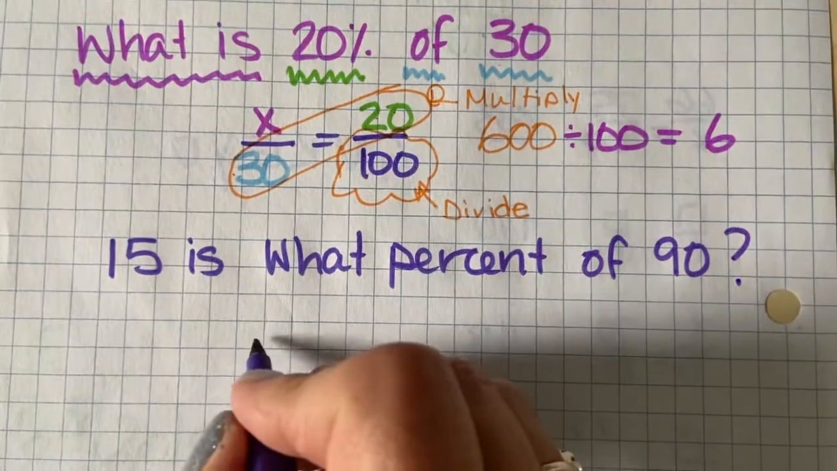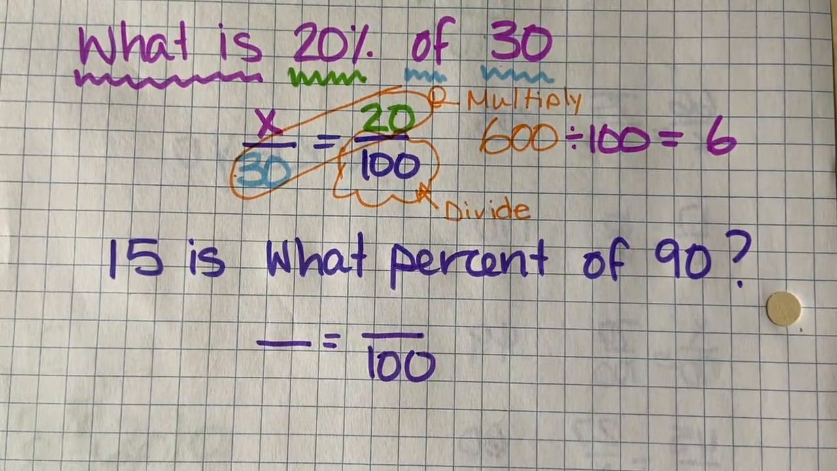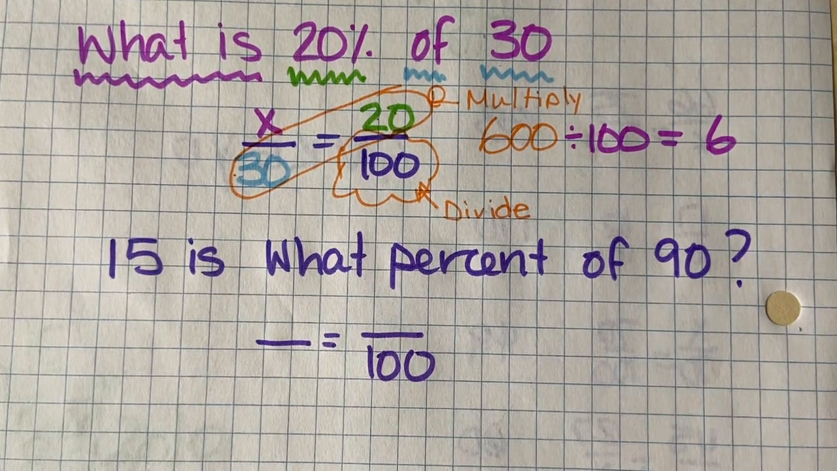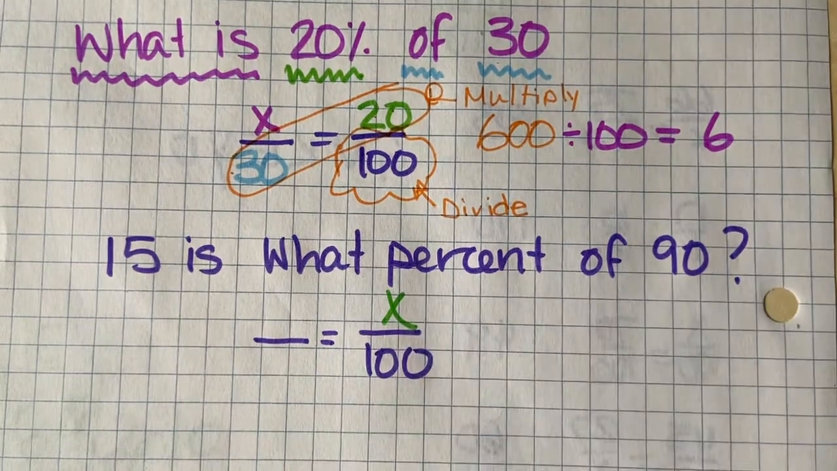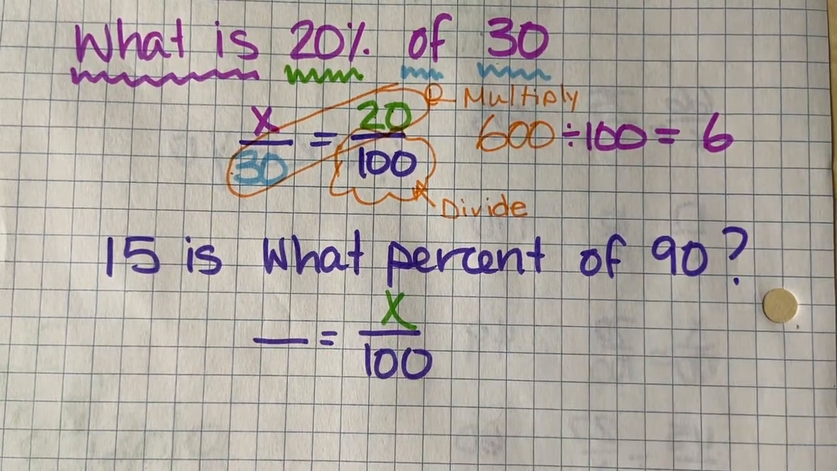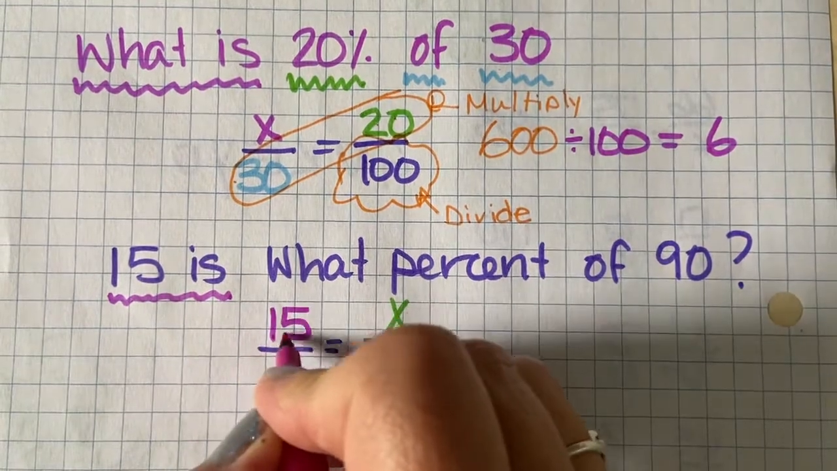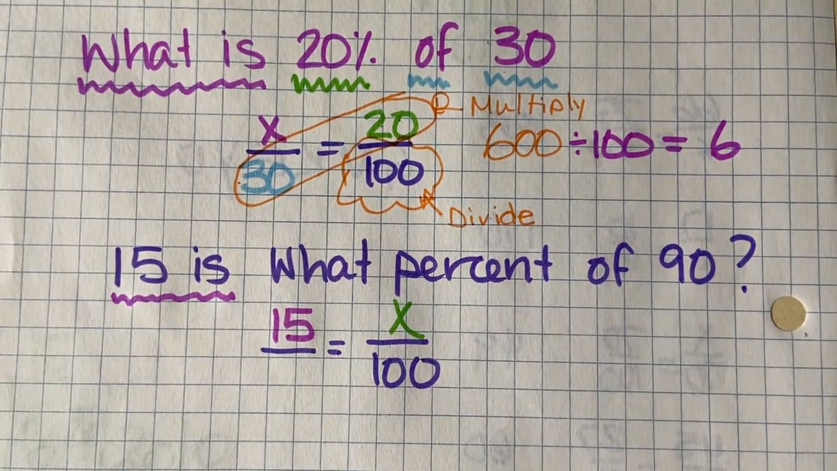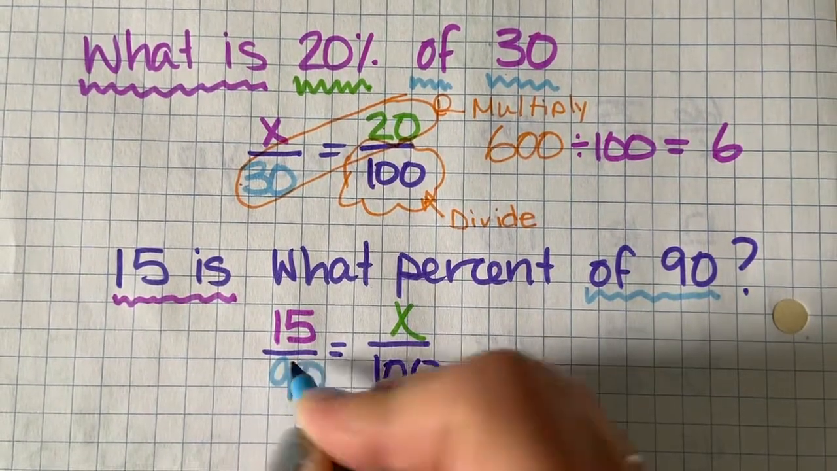So again, we're going to set up our proportion. I just think proportions are so much easier, really easy to figure out where things go. All right, do I have a percent symbol in my problem? I have a 15 and I have a 90. Neither one of them has a percent next to them. So guess where my variable is going to go? That means I know the other two numbers. And then I'm looking for my keywords. 15 is goes on top. Percent of 90, 90 goes on the bottom.